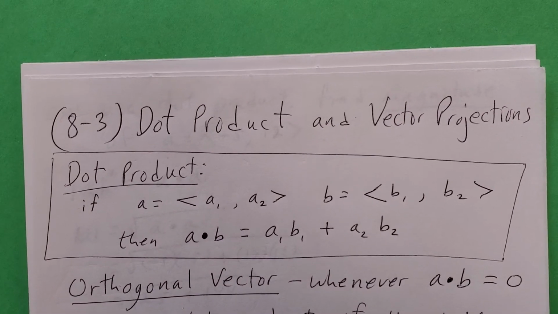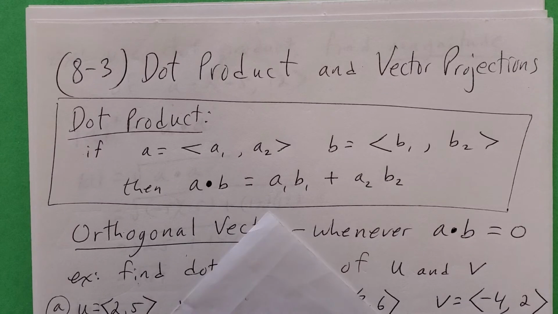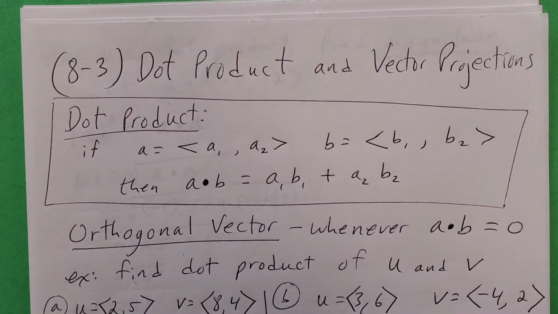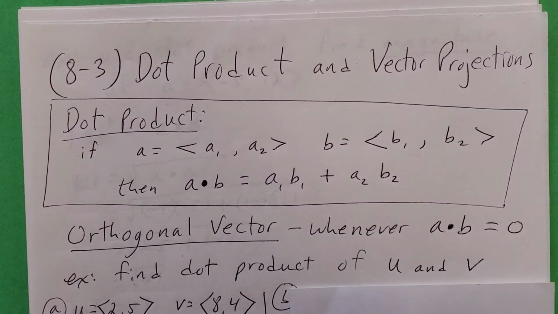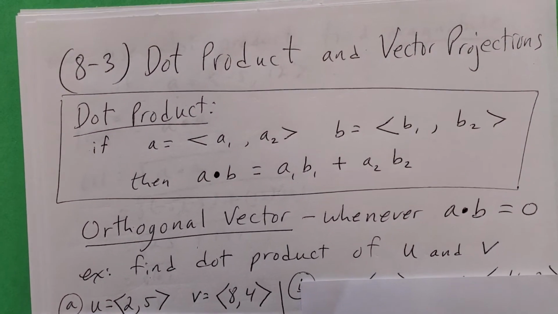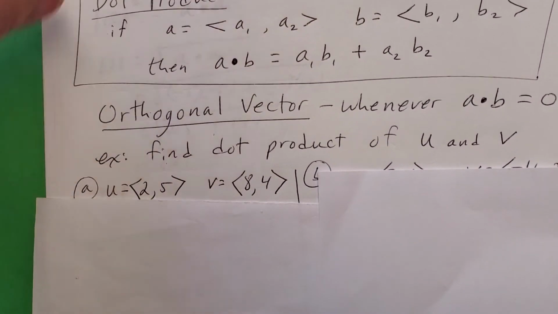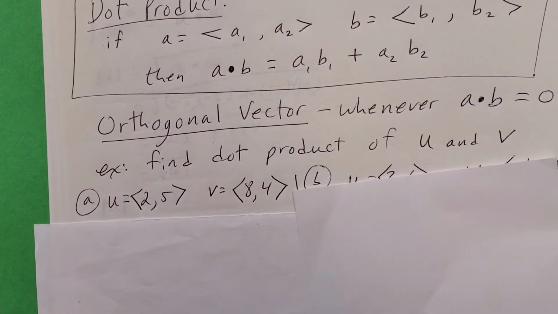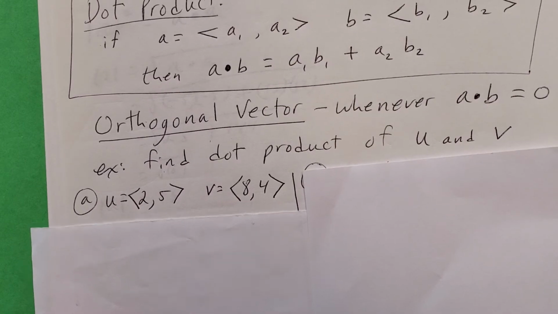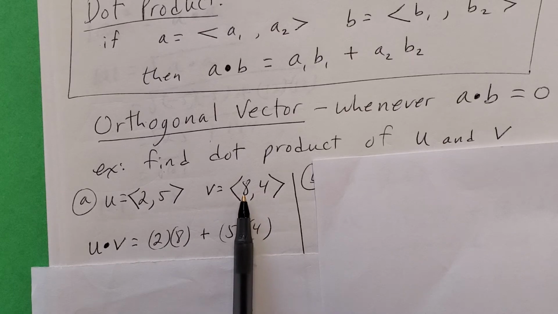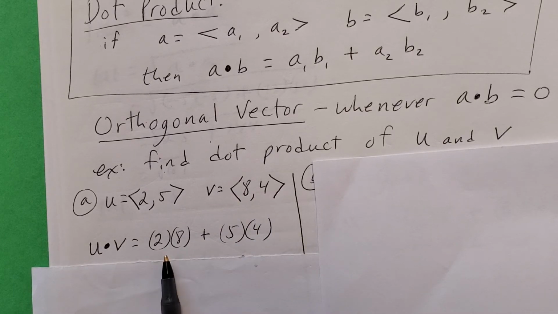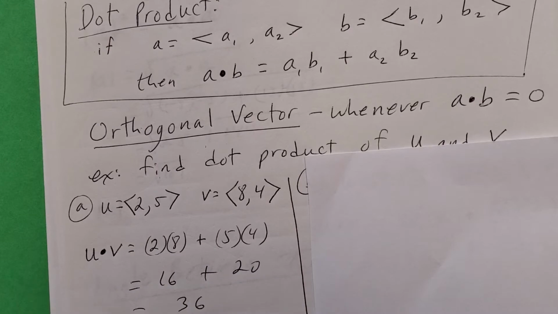So let's practice doing the dot product. Let's do one at a time. If U is 2, 5, and V is 8, 4, then what is U dot V? Well, we multiply 2 times 8 and 5 times 4, right? And then we add those products and we're done. So the dot product of U and V is 36.